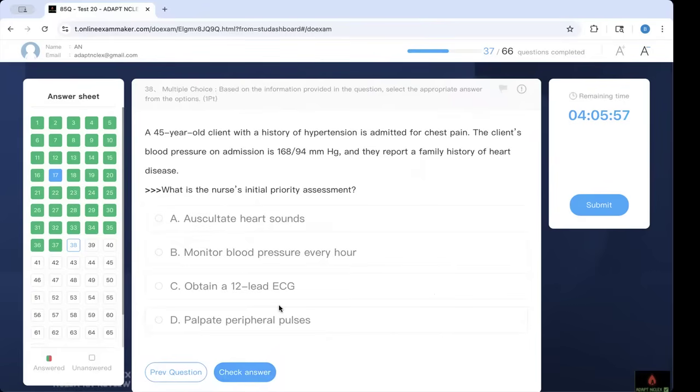A 45-year-old client with the history of hypertension is admitted for chest pain. The client's blood pressure on admission is the same, 168/94, and they report family history of that. What is the next initial priority assessment? What are you going to do? Same patient, different scenario. You listen to their heart, you monitor their blood pressure, you get an EKG, or palpate the peripheral pulses. They're reporting chest pain, get an EKG.